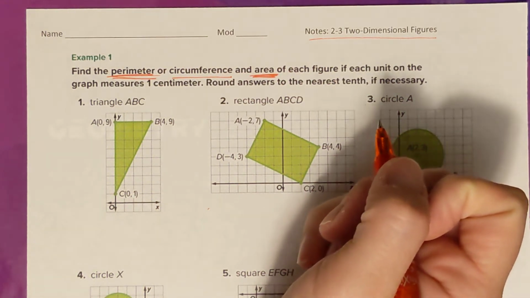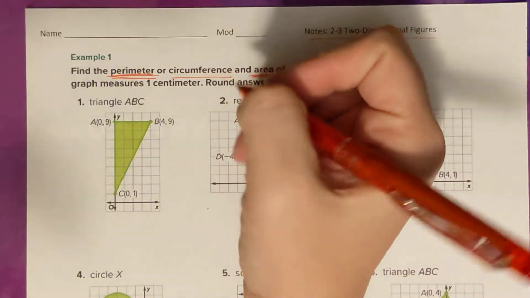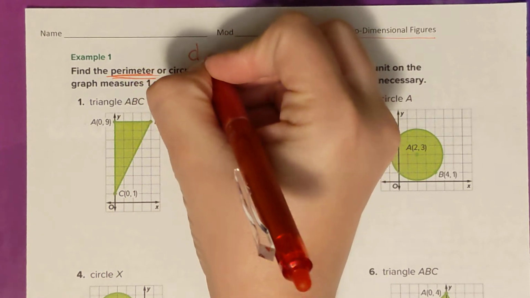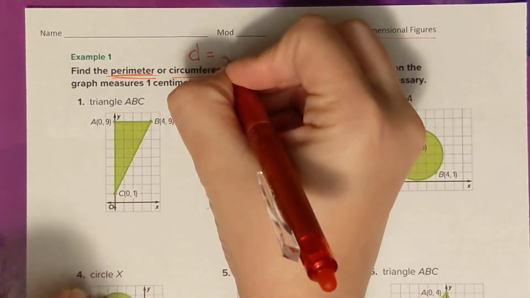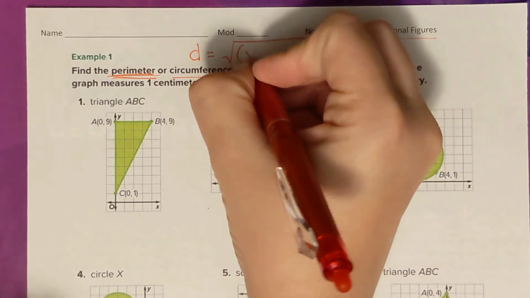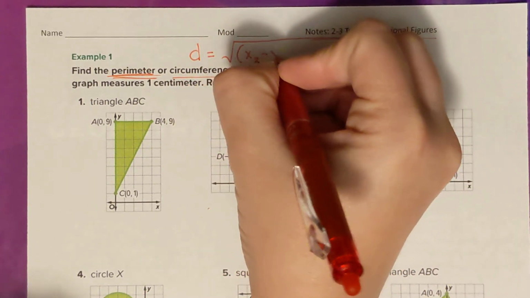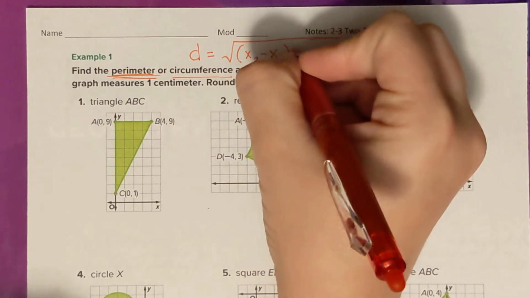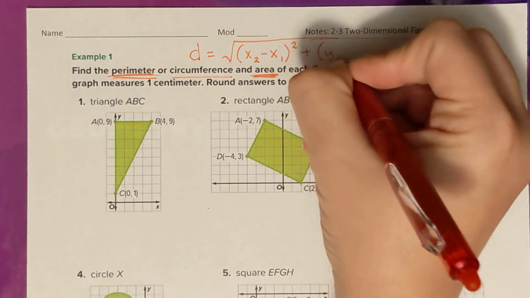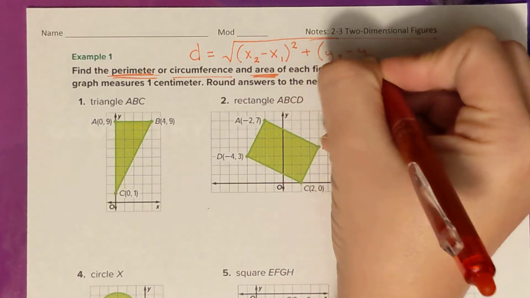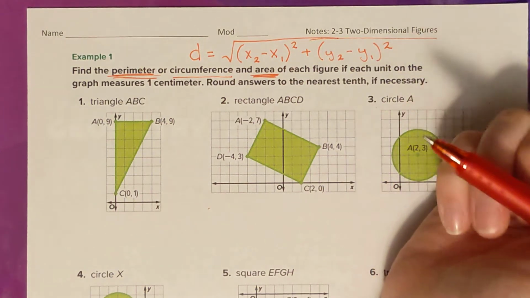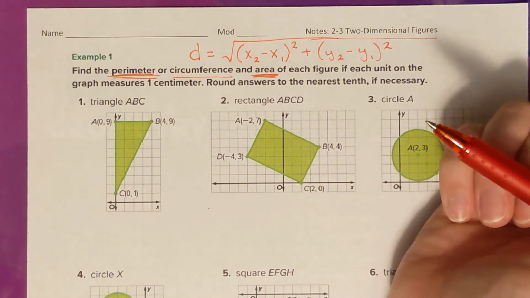The distance formula. So in case you forgot the distance formula, remember it is D equals the square root, parentheses, x2 minus x1, parentheses squared, plus, parentheses, y2 minus y1, all of that squared. Right? That is the distance formula, which you need to know.